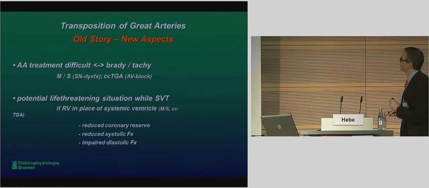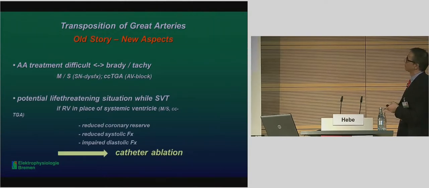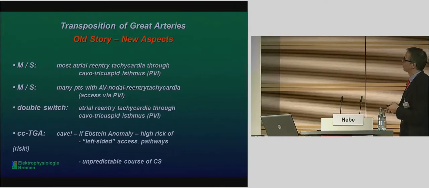They are potentially life-threatening. We know, and this was addressed extensively in this meeting, that we very often have in these patients the right ventricle in place of the systemic ventricle, with a reduced coronary reserve, reduced systolic function, and an impaired diastolic function, less tolerable to these supraventricular tachycardias. So this is a domain of catheter ablation, and we have learned within the last 20 years to have good results.